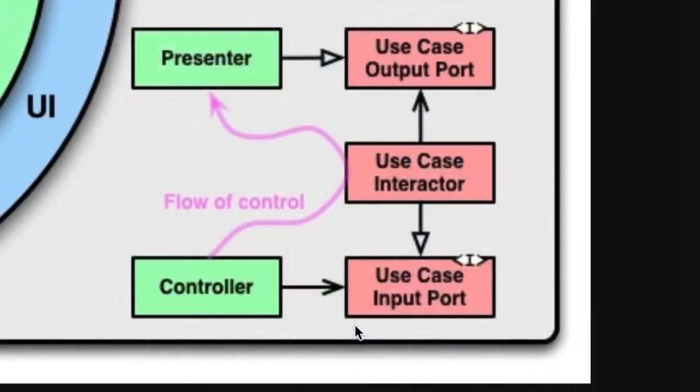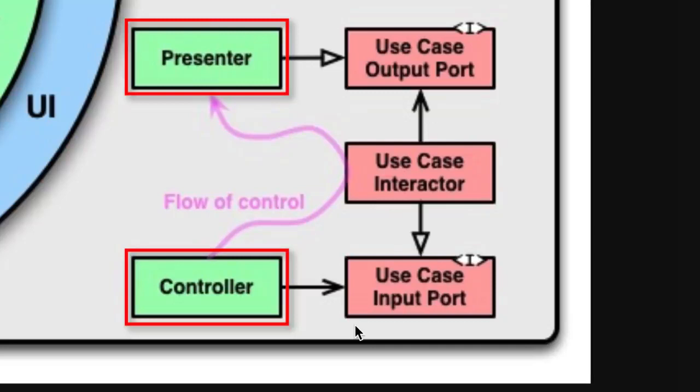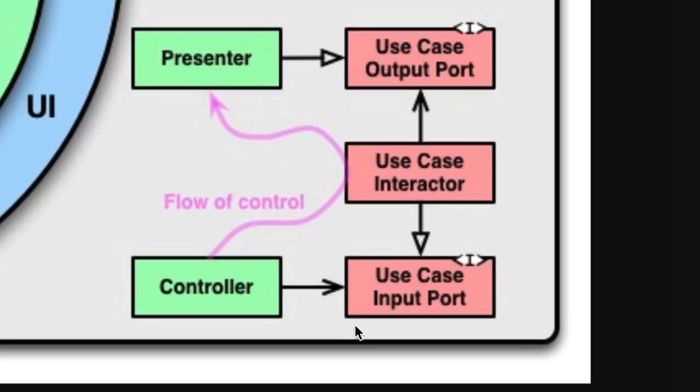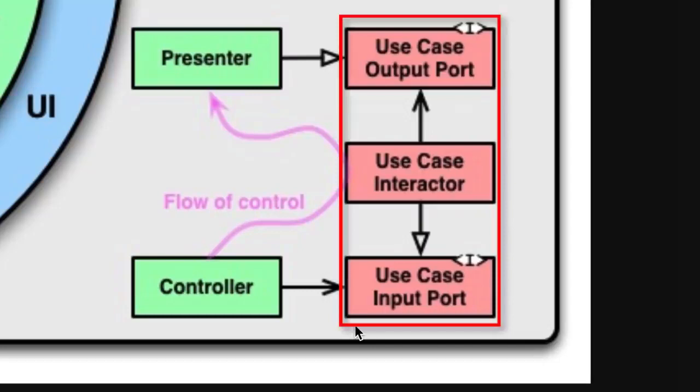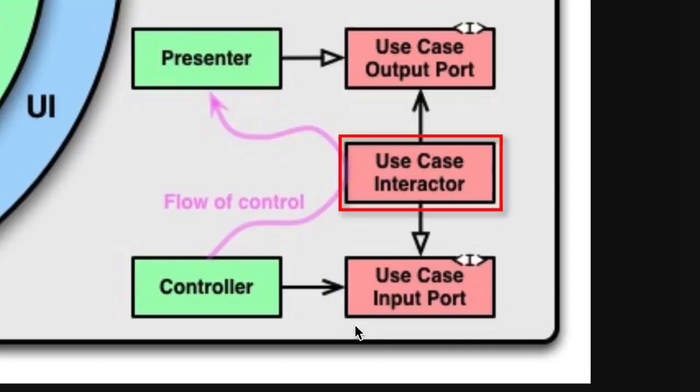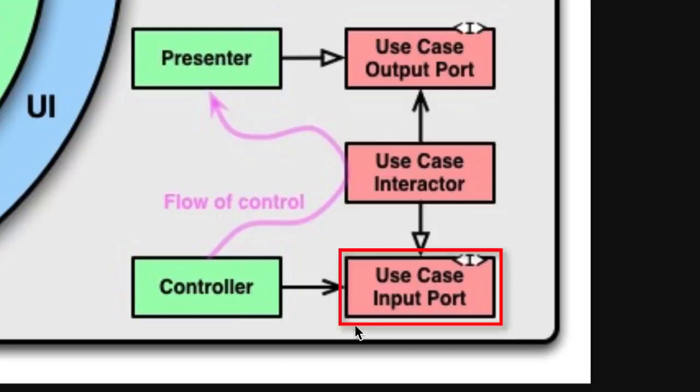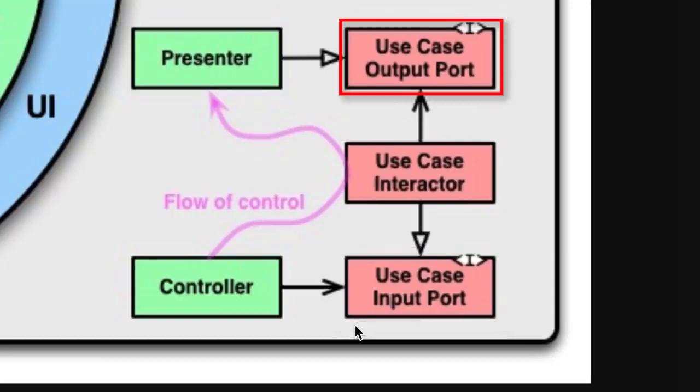So when we zoom in, we see on the left-hand side, we've got a controller and a presenter. Both of these are examples of adapters. And on the right-hand side, we've got our use case that has been split into 3 boxes. So in the center, we have the use case interactor. And so that's the logic that actually governs the use case. And then on the bottom, we've got an input port, and on the top, an output port.